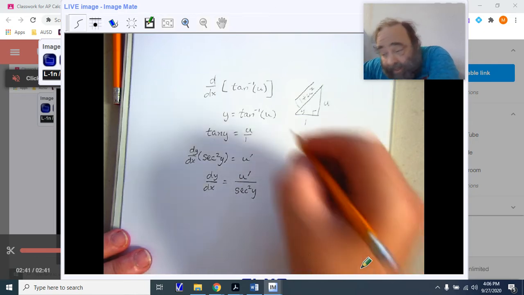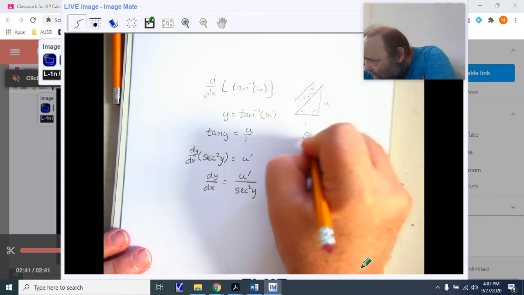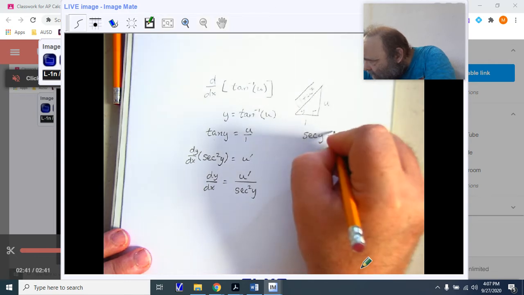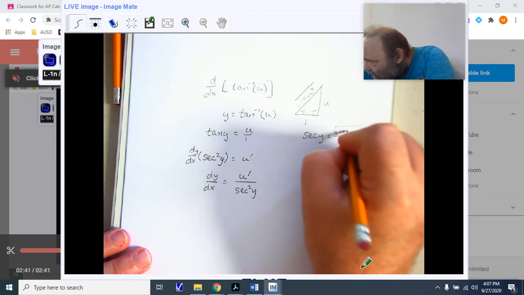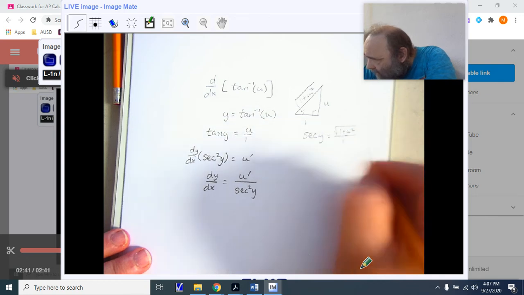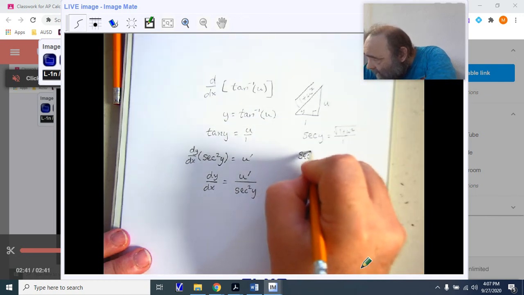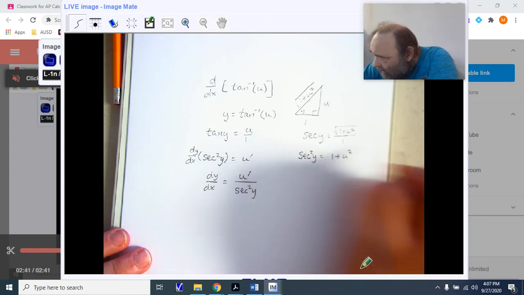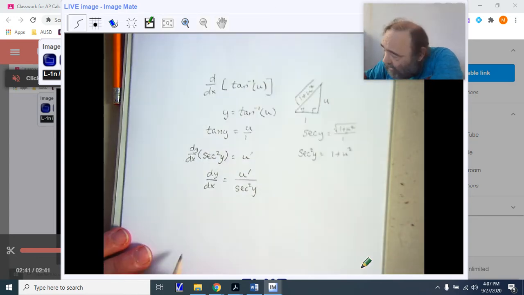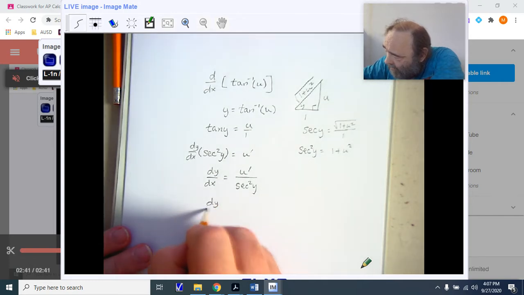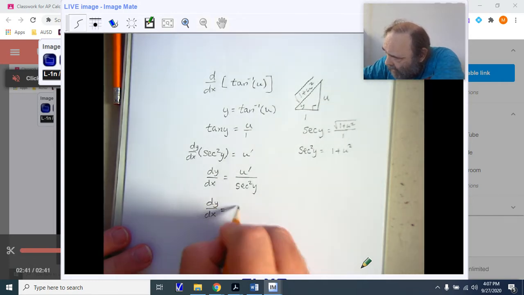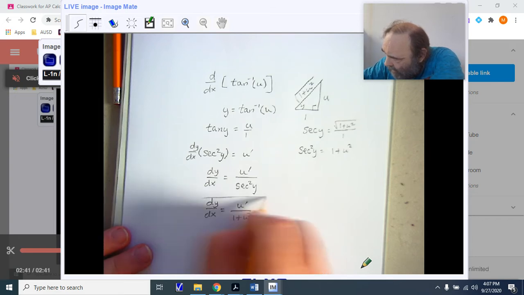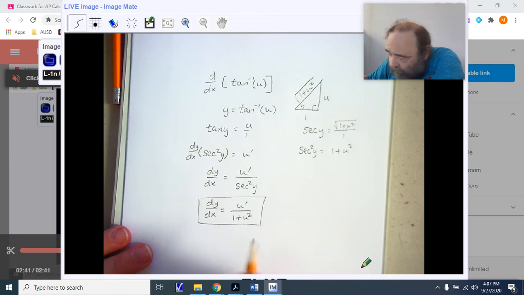But that means we need the secant of y first. So let's find out what the secant of y is. It is the square root of 1 plus u squared divided by 1. And therefore, secant squared y has to be 1 plus u squared. I'm going to do a direct substitution now, and I end up with my formula: the derivative is u prime over 1 plus u squared. And that's what we will use.